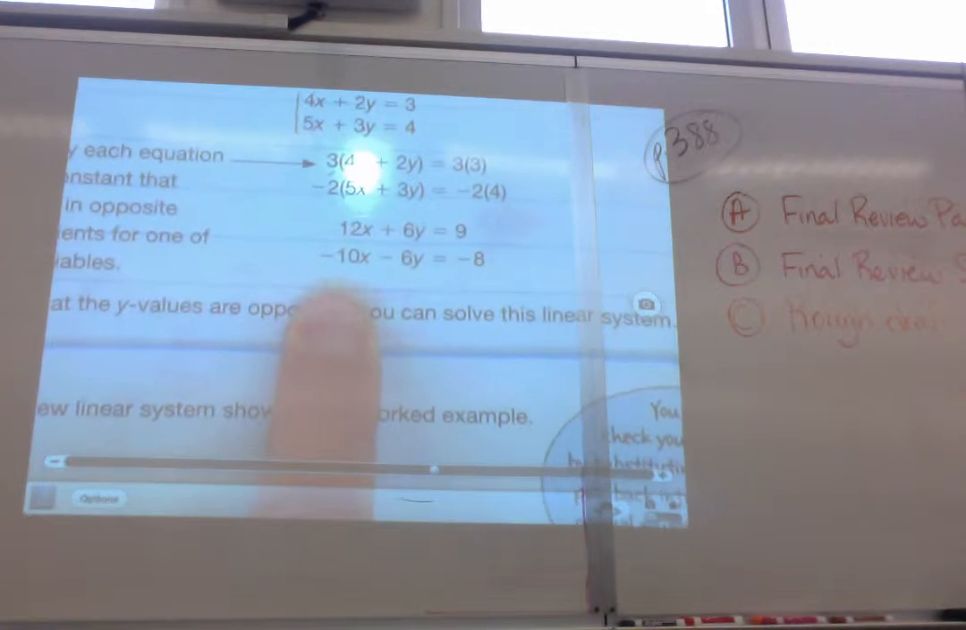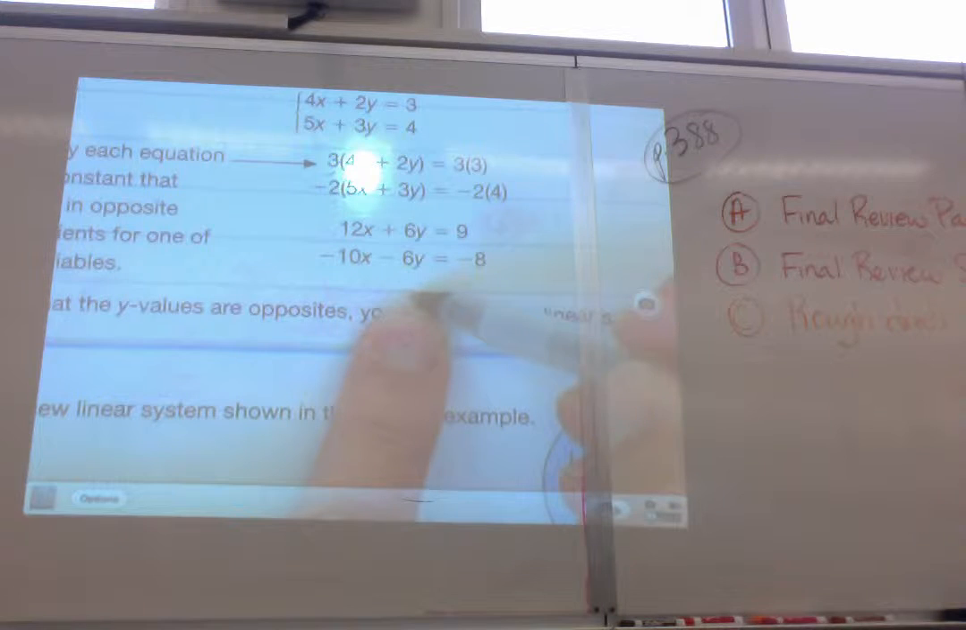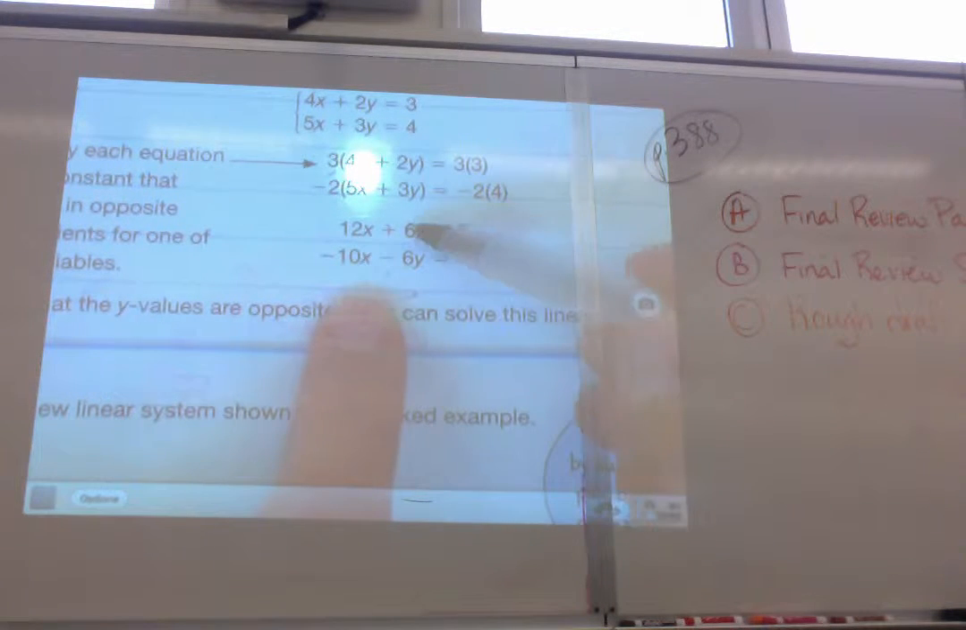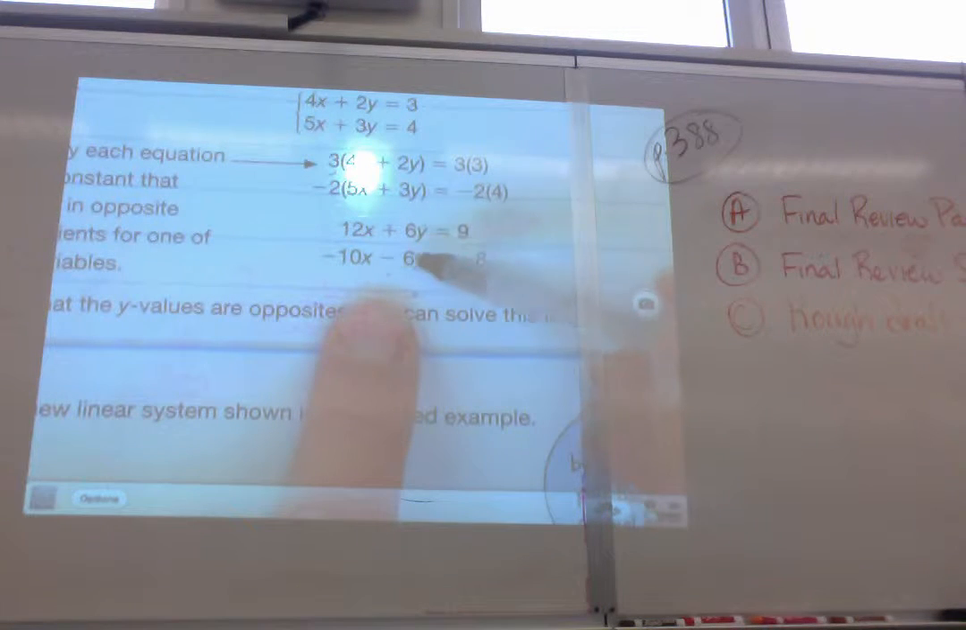What do you notice? 6y cancels out. 6y is going to cancel out. They're both 6. And one's a plus, one's a minus. Guillermo, why do we need a plus and a minus right here? So they can make them the same. Well, they're kind of the same, but kind of different. So why is that helpful?